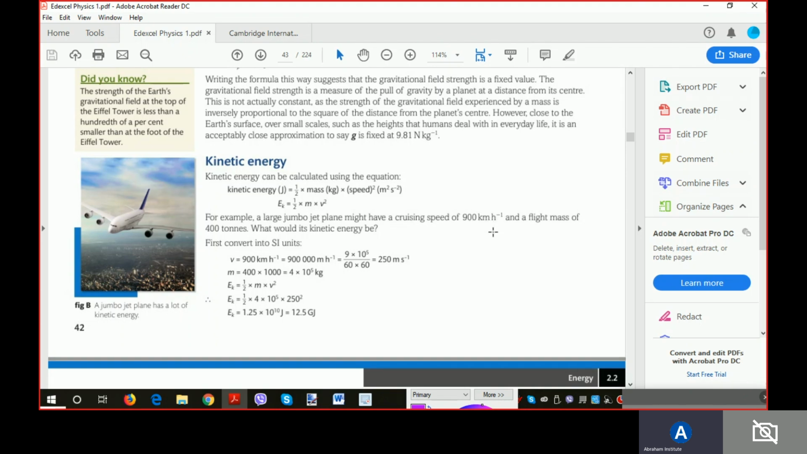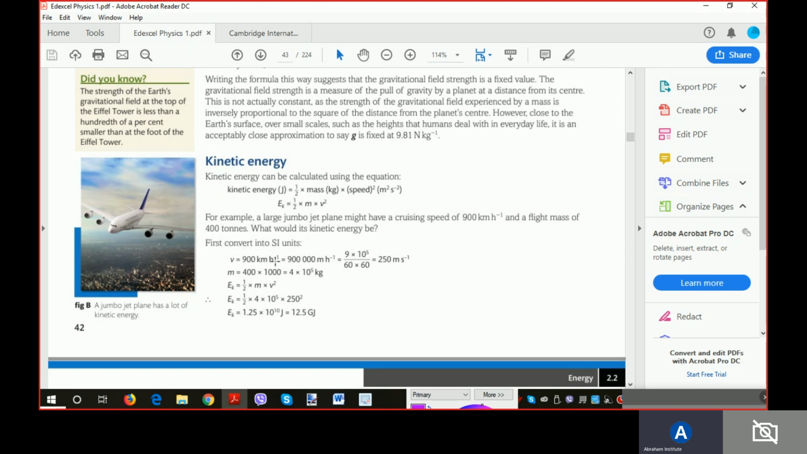We have to convert this to meters per second, because we want our answer in the SI unit, in joules. If you substitute in other units which are not SI units, you won't get the final answer in SI units. That's why we convert all the quantities here into SI units, so that we get our final answer also in SI units. So half mv squared, m is the mass, and then we have to get the speed in meters per second. So what we do is we convert this by understanding how many meters are in a kilometer and how many seconds are in an hour.